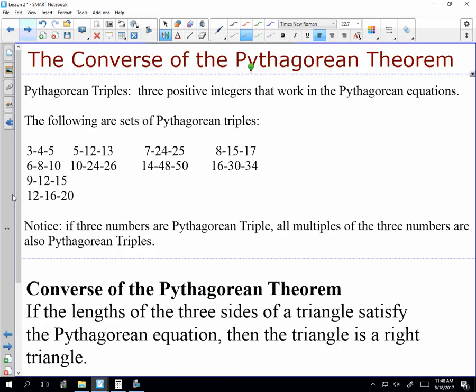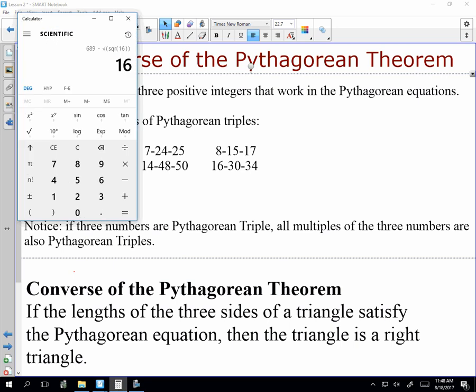So now, when we look at the Pythagorean theorem, there is the idea of the Pythagorean triple. If three values work properly in the Pythagorean theorem, then we know that they are the three values that create a right triangle. So when we look at 3, 4, 5, we saw that in the earlier lesson.